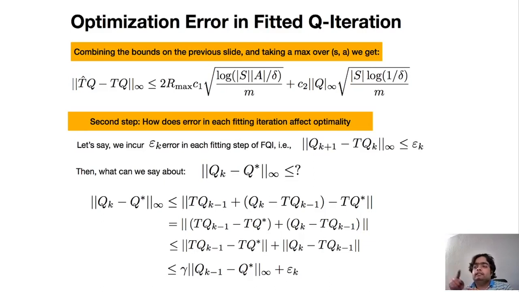And wherever the subscript infinity is missing, we are everywhere talking about subscript infinity. So we are everywhere talking about L infinity now. And I can also replace ||Q_k - TQ_{k-1}|| by its upper bound, which is epsilon_k, my assumption for the fitting error. So I get a recurrence relation that says the infinity norm between Q_k and Q* at the kth iteration is bounded by gamma times the infinity norm at the (k-1)th iteration plus the instantaneous Bellman error epsilon_k.